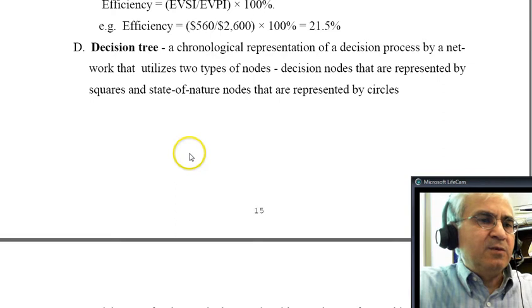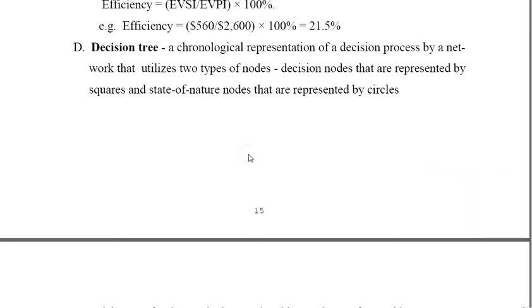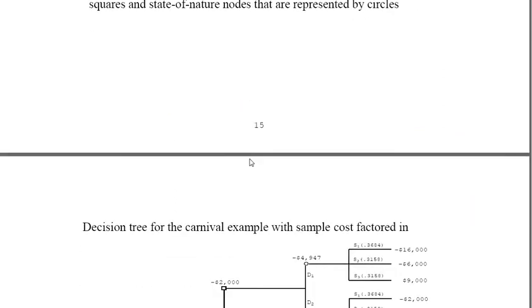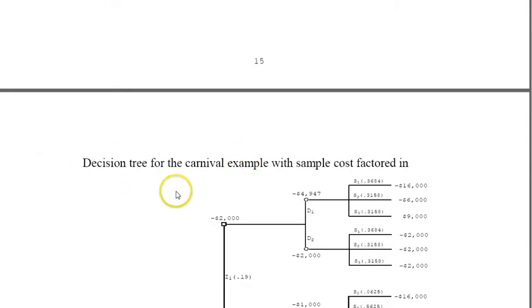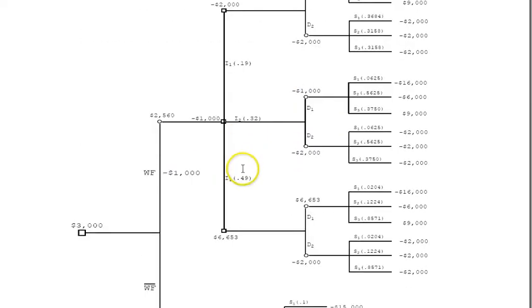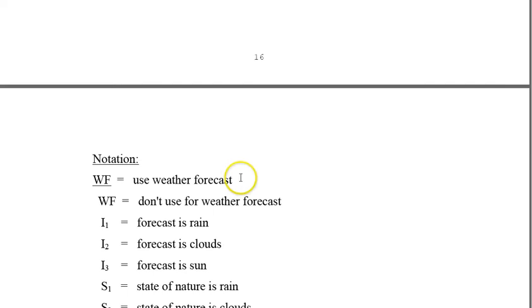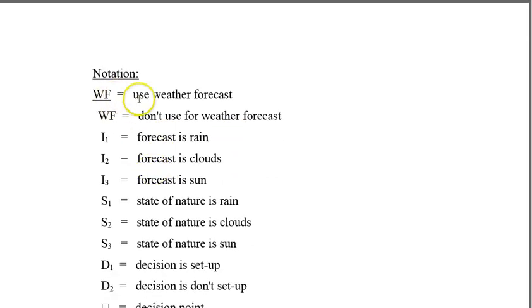Also in a decision tree, we may or may not factor in the cost of the sampling, which is the additional information. So I have created the two trees, one with factoring in the sample cost and one without. And what you see here is just a notation.